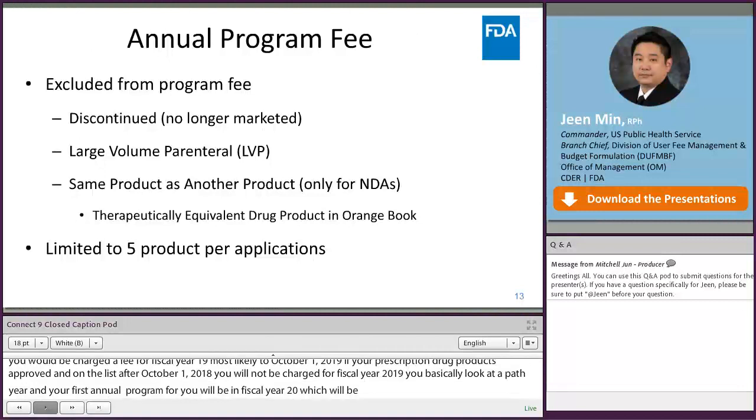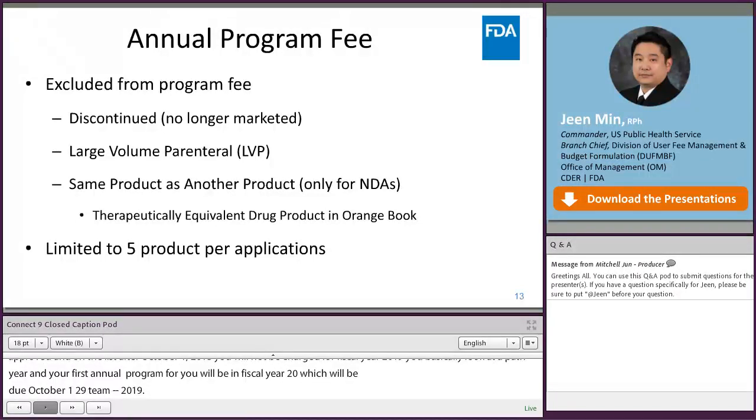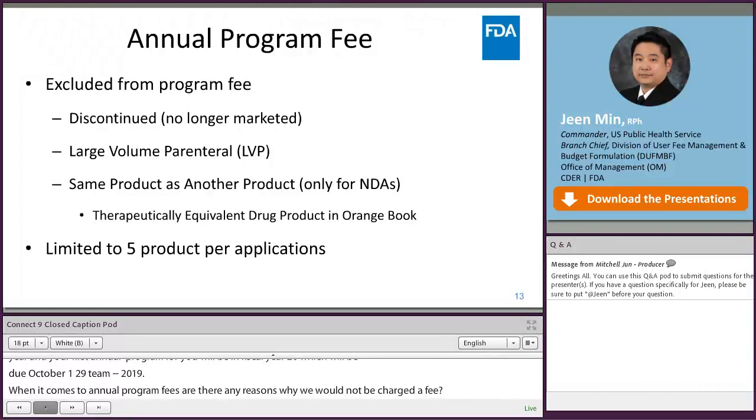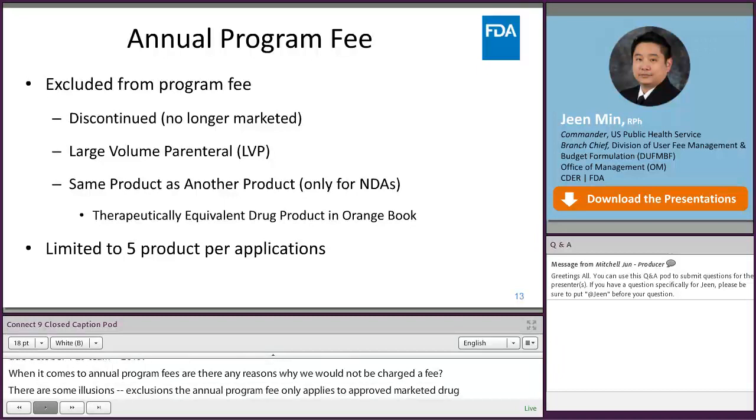So when it comes to annual program fees, are there any reasons why you would not be charged a fee? There are some exclusions. Once again, as I mentioned before, the annual program fee only applies to approved marketed drug products. So if you are on the discontinued list and no longer marketing, you would not be charged a fee. Basically, if you are in the marketed section as of October 1st of that fiscal year, you will not be charged until the next fiscal year, and you must be off this list.